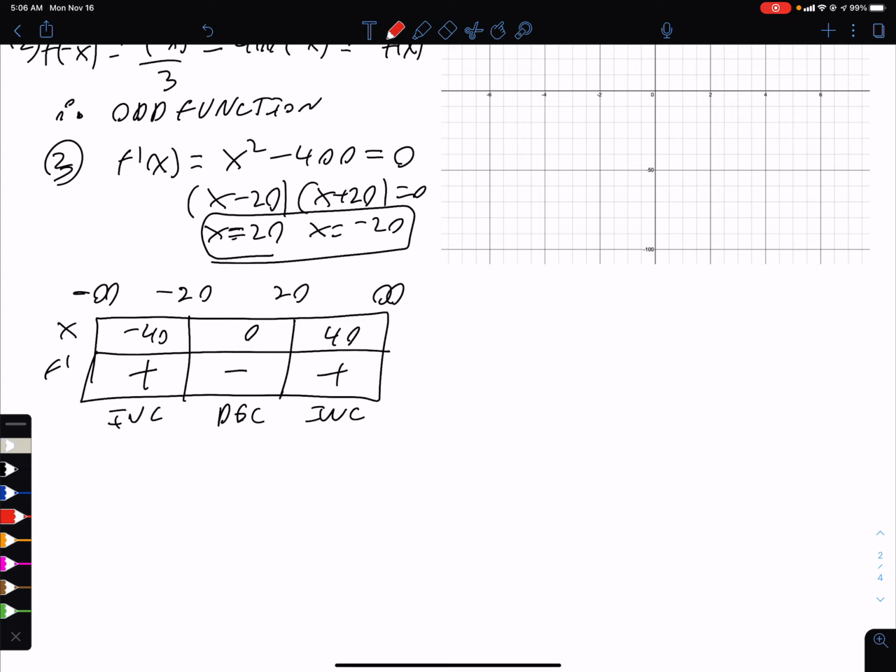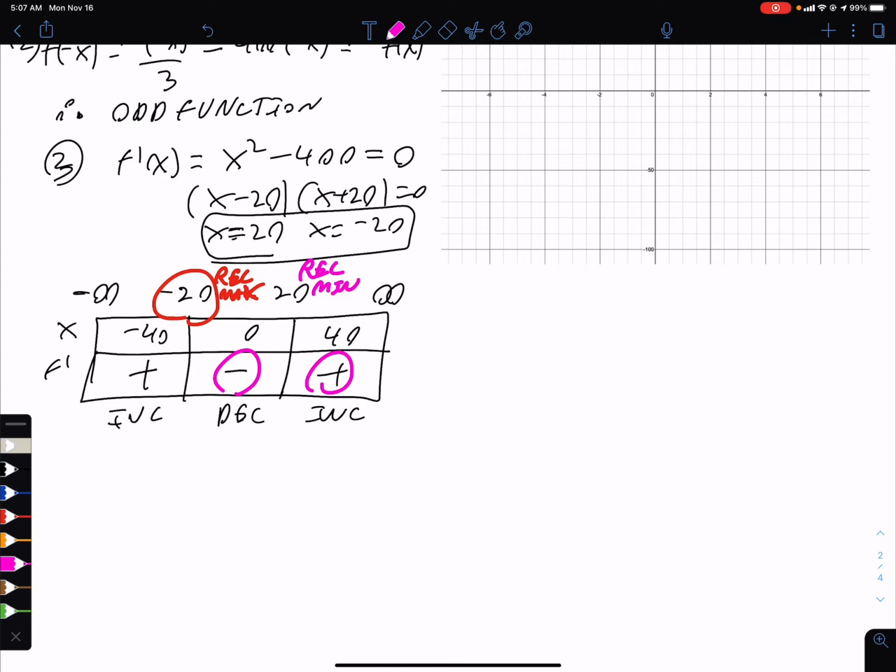The derivative changes from positive to negative. That's going to be a rel max, right? Rel max. And the derivative changes from negative to positive, so this will be a rel min. So a lot of information we just found out from that.